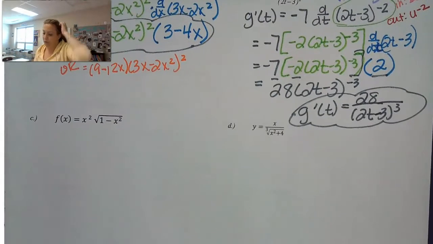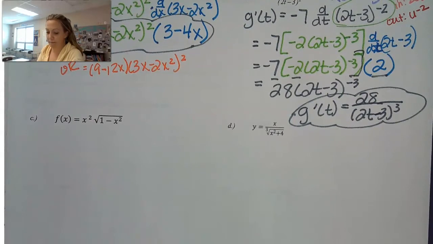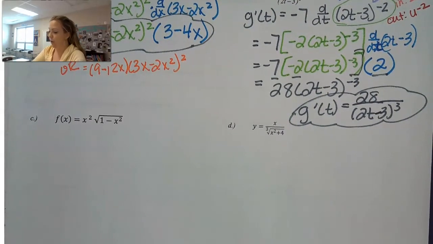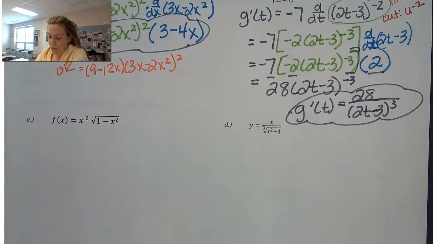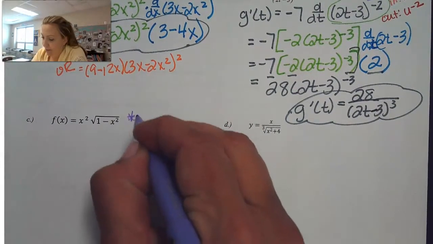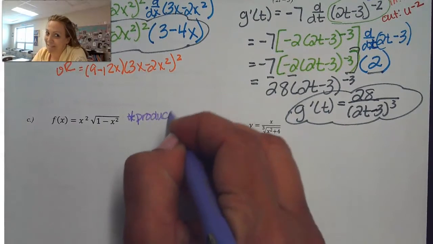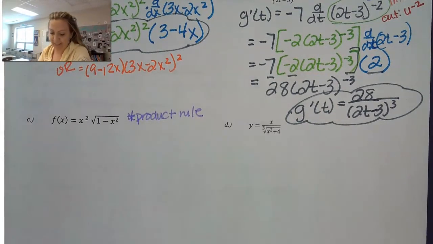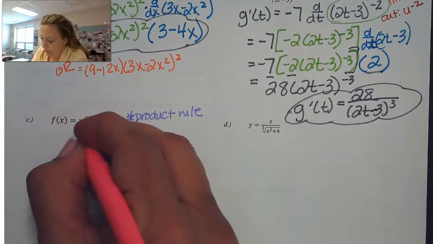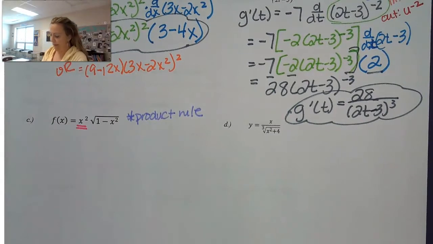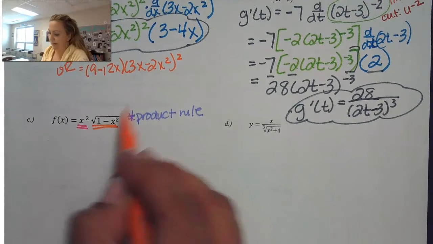Letter C. We have f of x equals x squared times the square root of 1 minus x squared. Well, I've got some news for us. Do you guys see what we've got here? We have the product rule. That's right, folks. We get to utilize a lot of things here. So look here, if we're looking at the product rule, the two things we have are that x squared, and then the square root of 1 minus x squared.